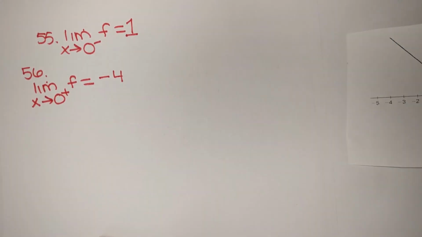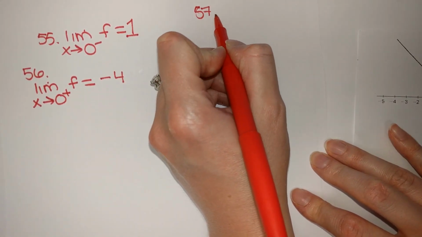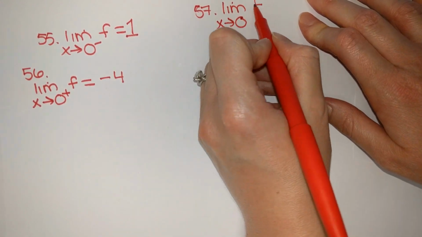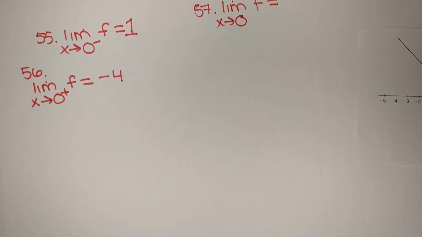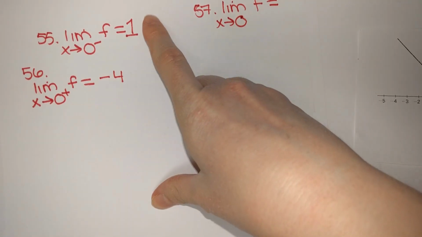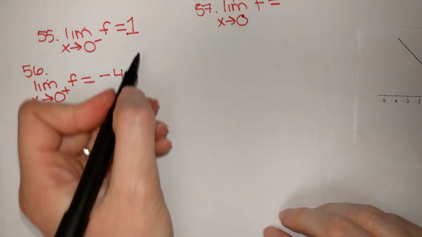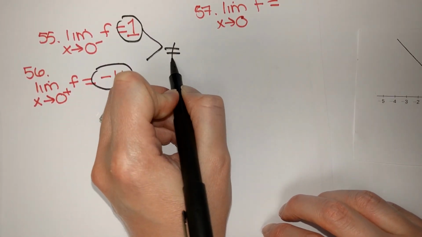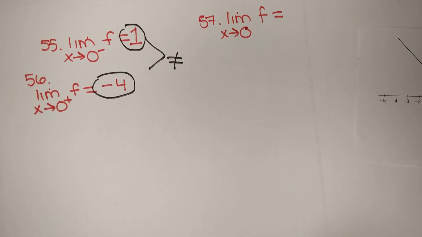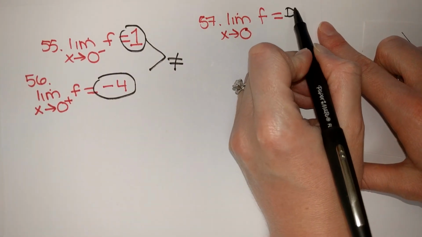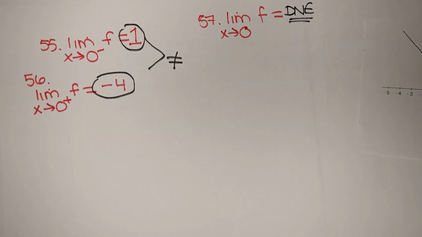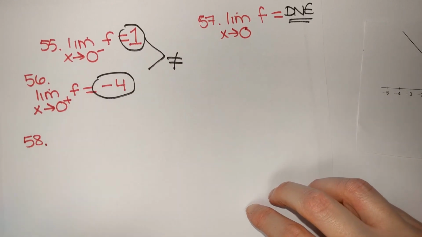Now, in number 57, they then ask what is the two-sided limit. So what is the limit as x goes to 0, no superscript, and that indicates both sides. So for that, you don't have to do any work. You have to use the number 55 and number 56 information, because when you look there, you see that these guys are not equal to each other. So since they are not equal to each other, that means that our two-sided limit is going to be a DNE.